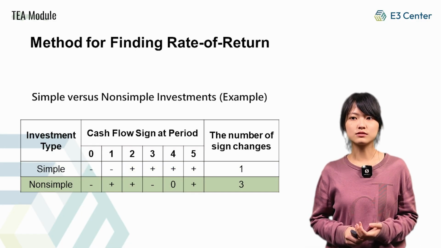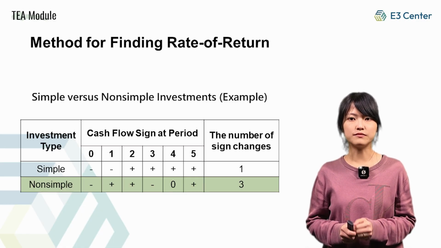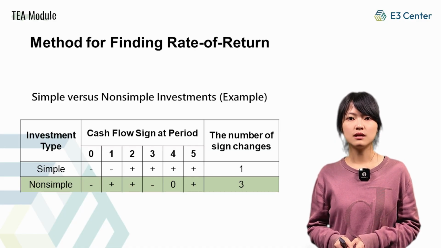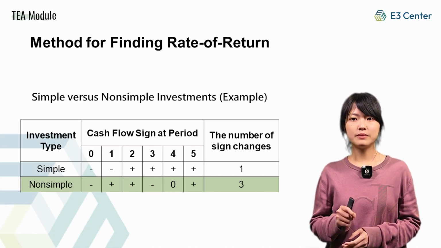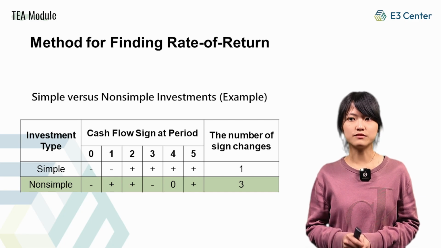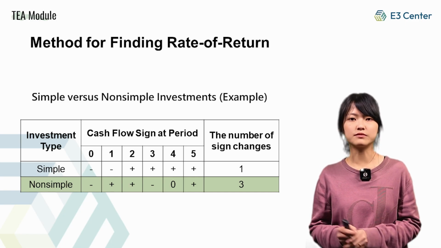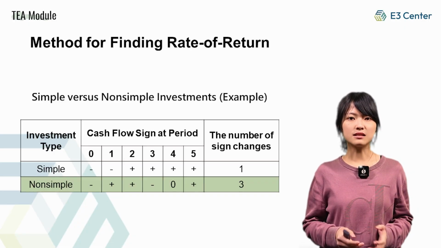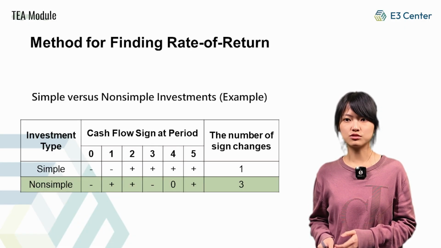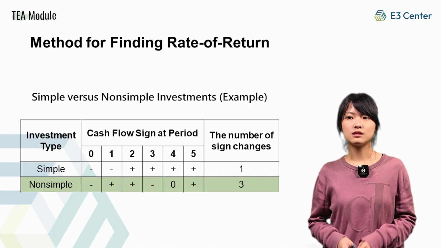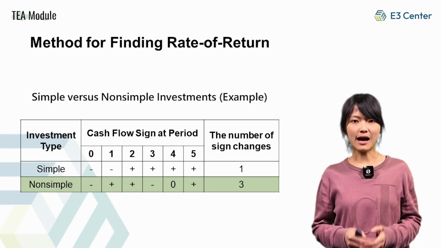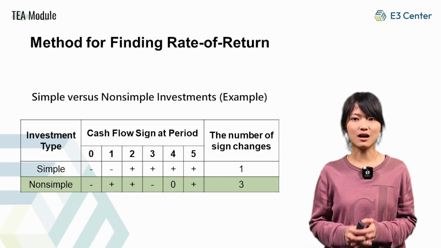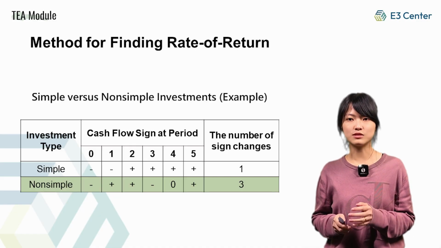The second one is non-simple investment. Here, the cash flow sequence begins with a negative value in period 0, turns positive in period 1 and 2, indicating earlier return, but then shifts back to negative in period 3 and 0 in period 4, before becoming positive again in period 5. This pattern shows multiple sign changes, a total of 3 here, to be precise. Such a pattern is characterized as non-conventional investment where cash flows are more volatile and less predictable.